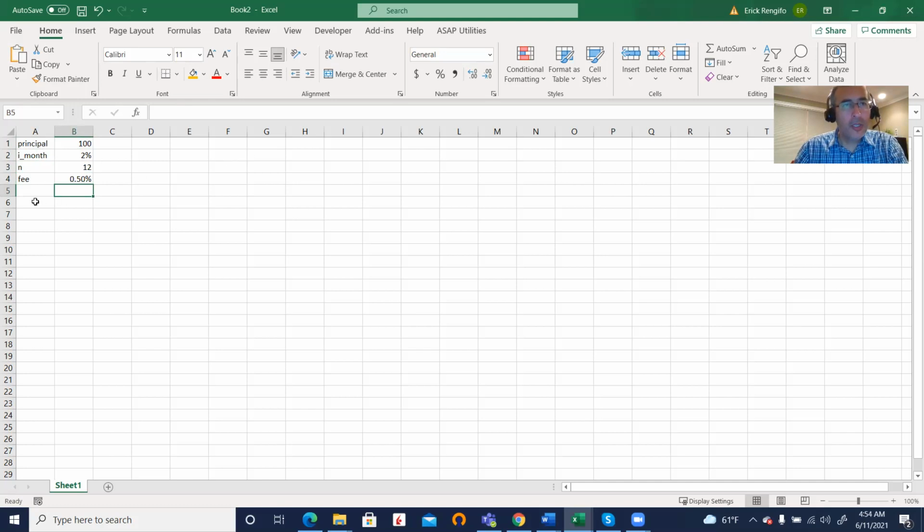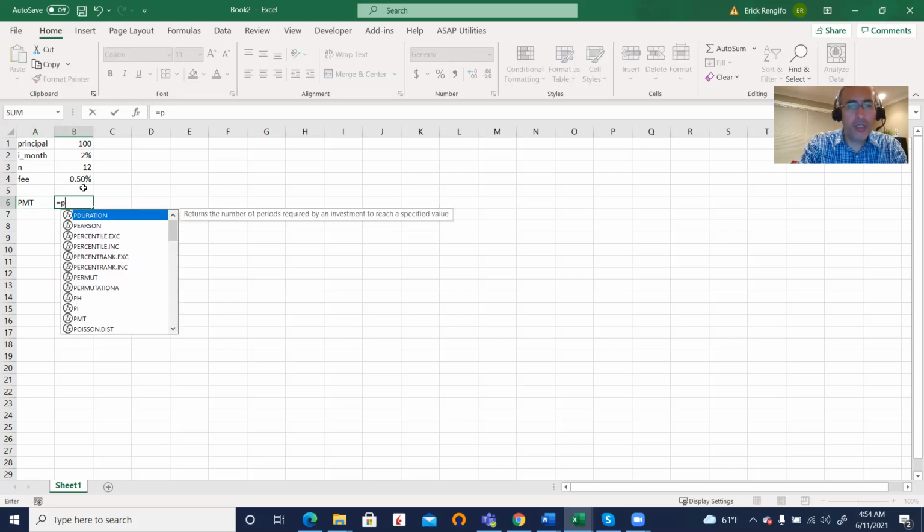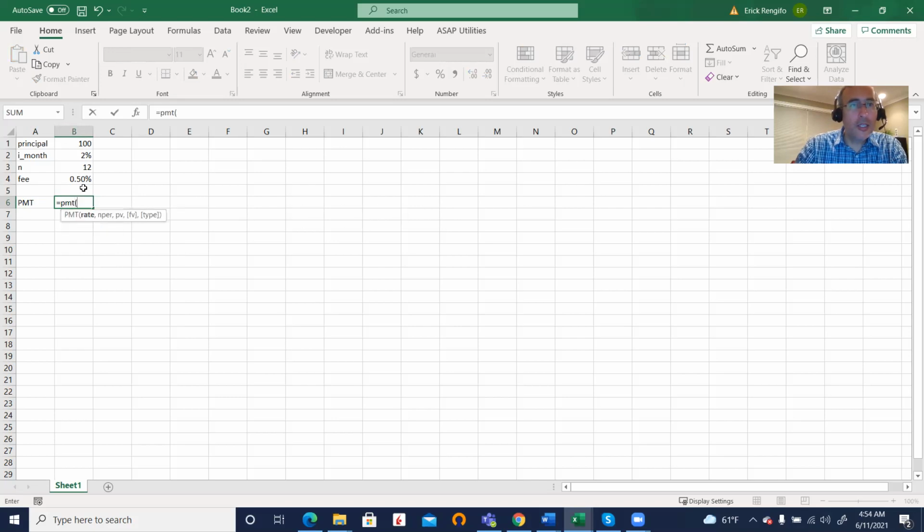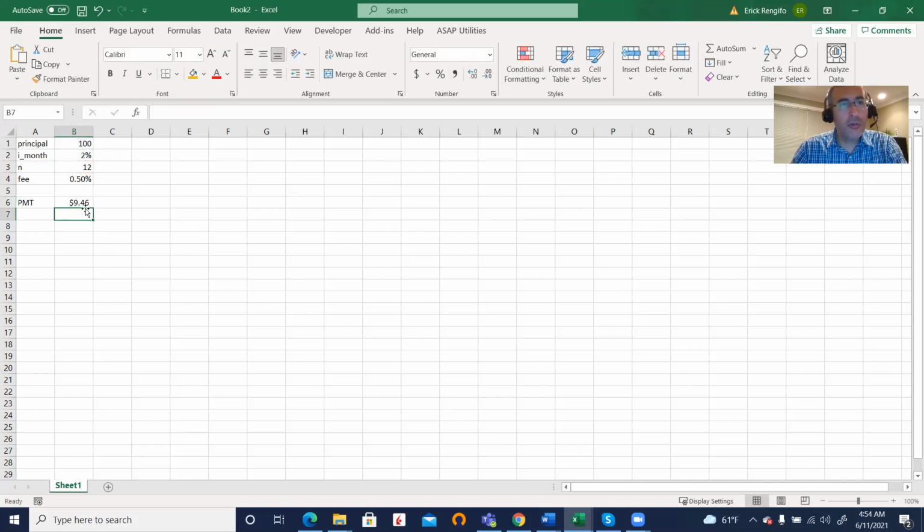Okay, and then the first thing you need to remember is the payment, the PMT. So if I don't include this fee in my principal, the payment is going to be simply my PMT. Let's use the Excel formula. My rate is going to be this one. My number of periods is this one. My present value, I will say a negative 100, and then that's it. So this is what I need to be paying per month, right?